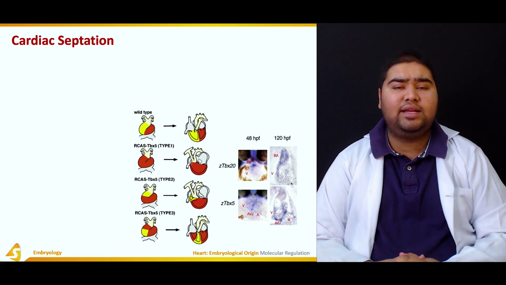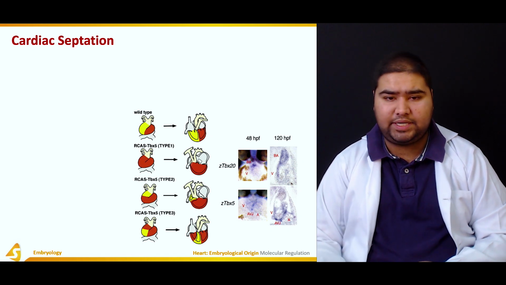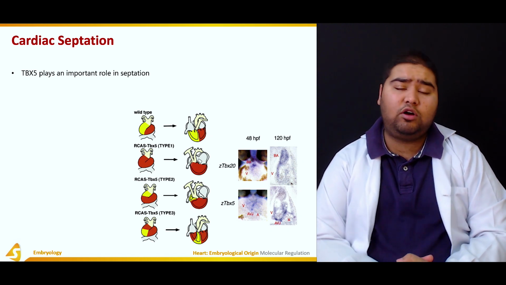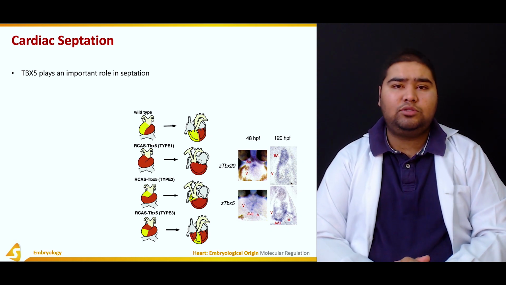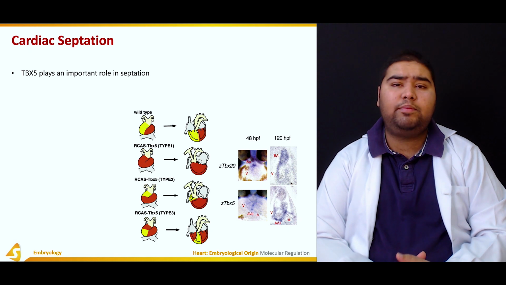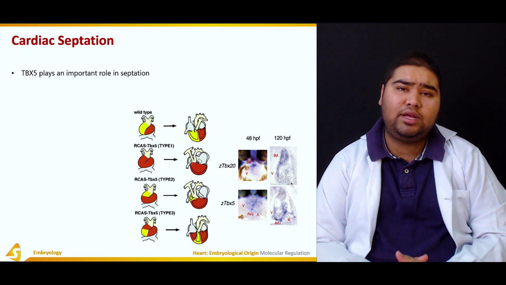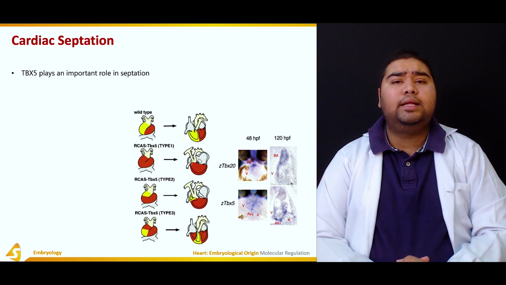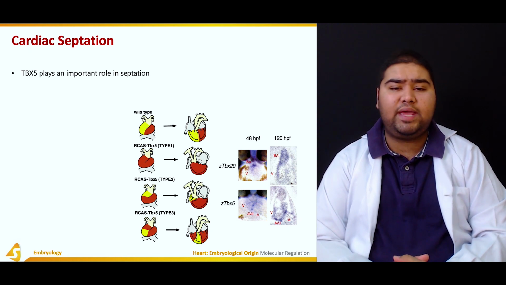So now let's talk about cardiac septation and what factors help in the formation of cardiac septa. Septa are actually the divisions within the heart. We talked about this. Initially, the heart tube consists of a common atrium and a common ventricle. However, in the adult heart, we have two atria and two ventricles, and they are separated from each other by cardiac septa. We also have the outflow canals, the aorta and the pulmonary arteries, which are also separated by the cardiac septation. So the gene that plays an important role in cardiac septation is TBX5.